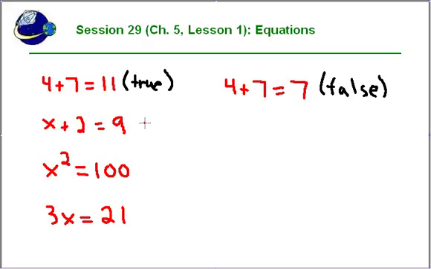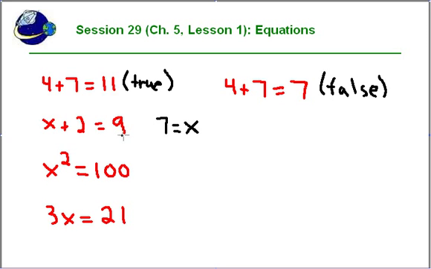However, are there any values for X that we can put in here to make the equation true? Yes, there is. So let's read it this way. X plus 2 equals 9. Another way of saying that is, instead of saying X, the variable, just replace it with the phrase what number. What number plus 2 equals 9? What's the answer? Well, the answer is 7. 7 plus 2 equals 9. So X here equals 7.